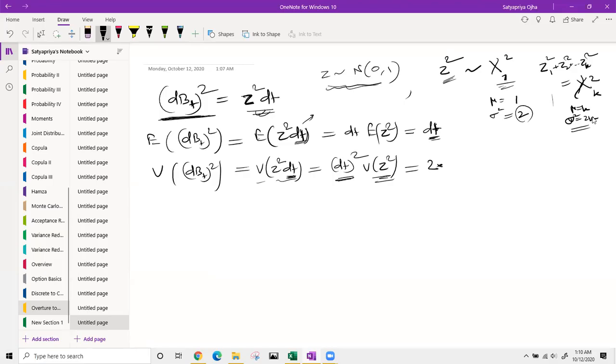dt square is negligible, 0. Okay, dt square definitely can be ignored. This is 0. In limiting terms, when dt tends to 0, the variance of this random square of this standard Brownian motion is 0.